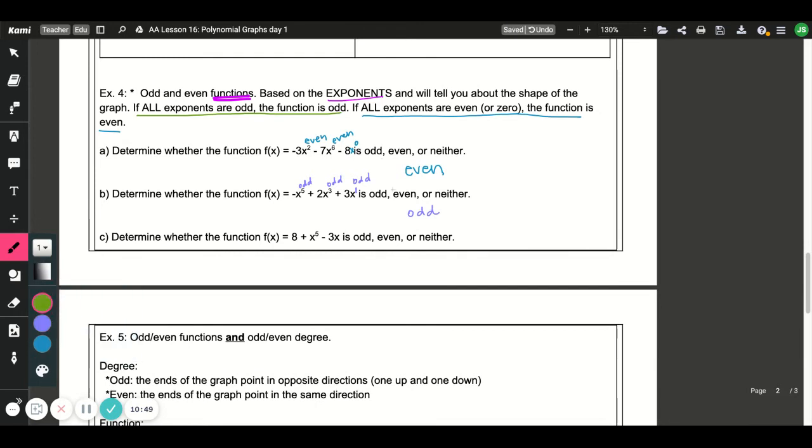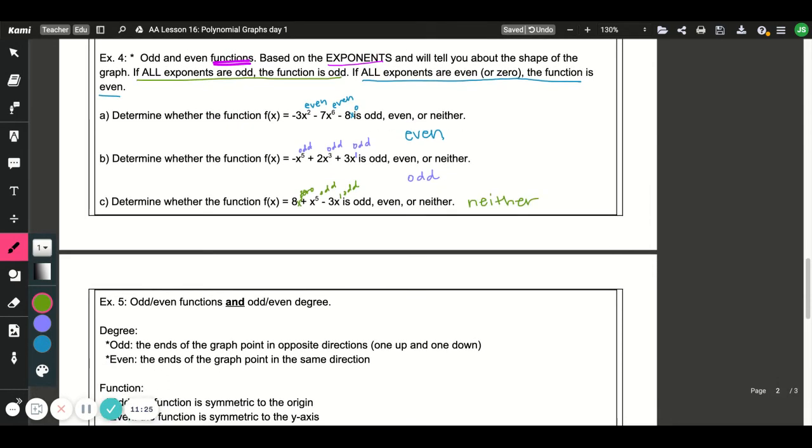And the last one, 8, so that's like 8x to the 0, right? So that's 0, 5 is odd, and then 1 is odd. So we have 0, odd, and odd. That means that they're mixed, because 0 should be with the evens. So 0 is an even, and then I have an odd and an odd. That means that they're mixed, so it is neither. They have to all be the same, or it's a neither.